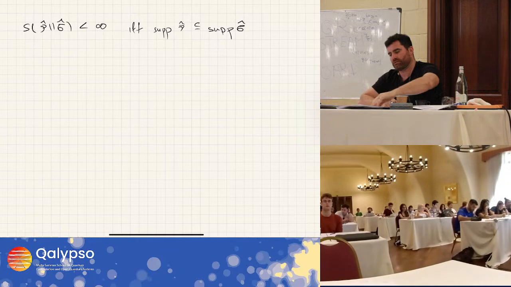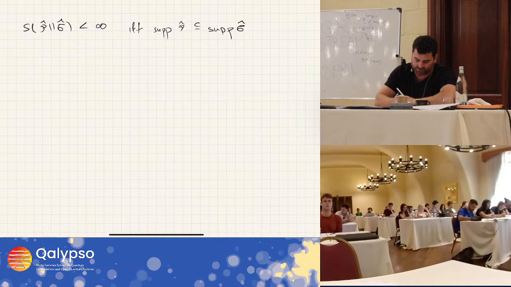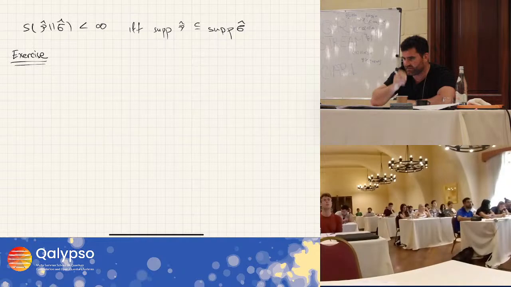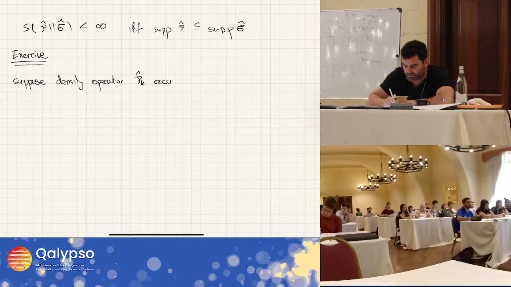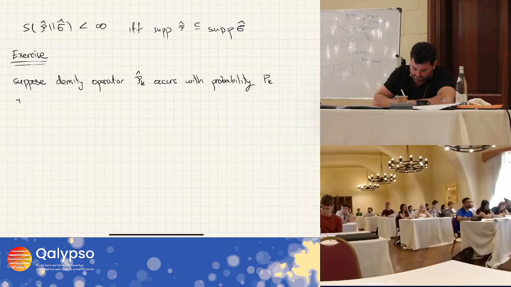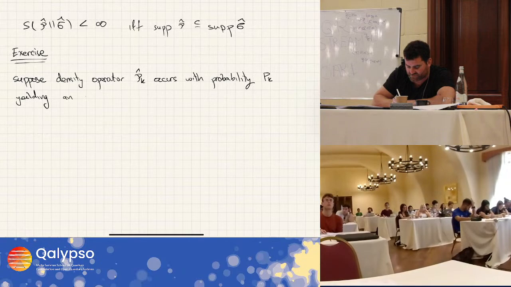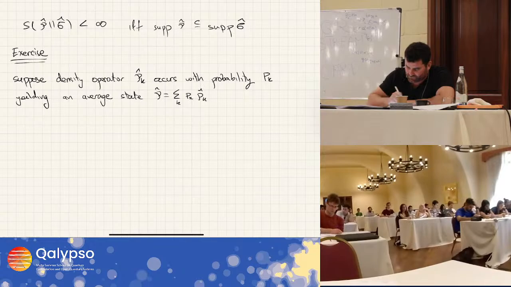Yeah, okay, so I have an exercise, as I do every now and again. Another exercise that you can try to get comfortable: suppose a density operator rho k occurs with probability pk, yielding an average state, or sometimes called a signal state in information theory. And suppose sigma is some other state. Prove the following, which is called Donnell's identity.